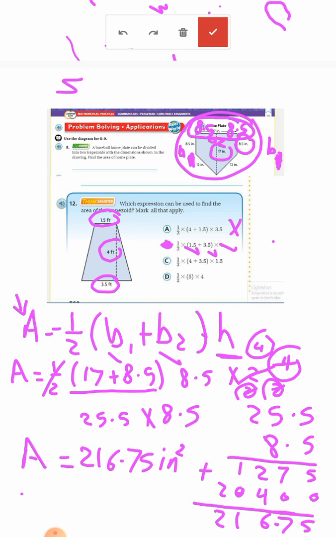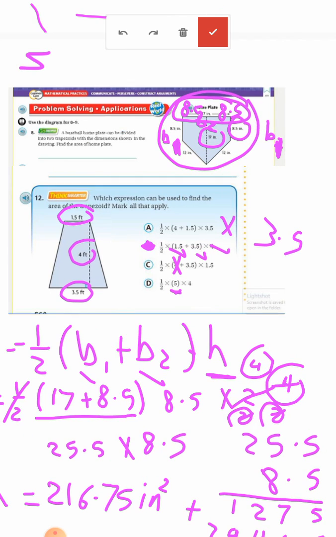Check C, half, base. This is not the base, so it is not right. So the other one is half, base 1 and base 2. So what do you think about D? Yes, excellent. Here we have 1.5 plus 3.5, it gives me 5. Excellent. So 5 plus 0, carry up 1. Put down the decimal point. 1 plus 3, 4, plus 1 is 5. So half, 5, the sum of the two bases together gives me 5. Multiply height. So we are going to mark D.